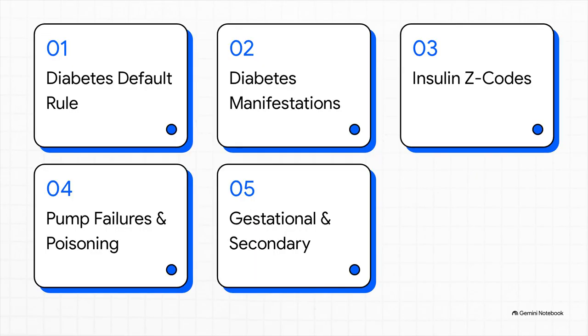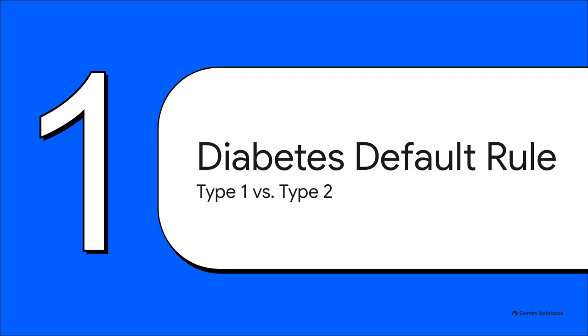Here's our syllabus for today's explainer. First, the diabetes default rule. Then, coding diabetes manifestations, rules for insulin Z-codes, pump failures, and poisoning. And finally, gestational and secondary diabetes. Let's get into it. Section 1.